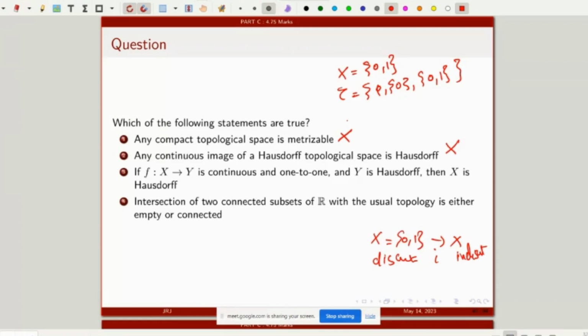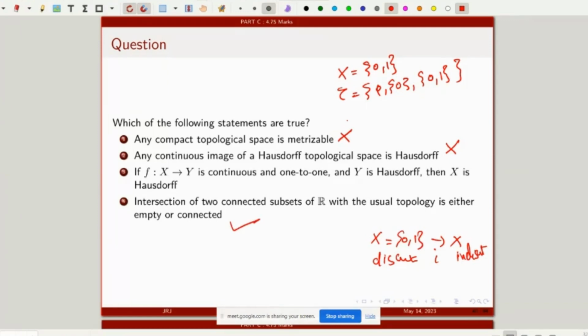Intersection of two connected subsets of R with usual topology is either empty or connected. So what are the connected subsets of R? Intervals. What will be the intersection of intervals? Again an interval or an empty set. So all the intervals are connected, so this is a true statement. Now what about the third option?